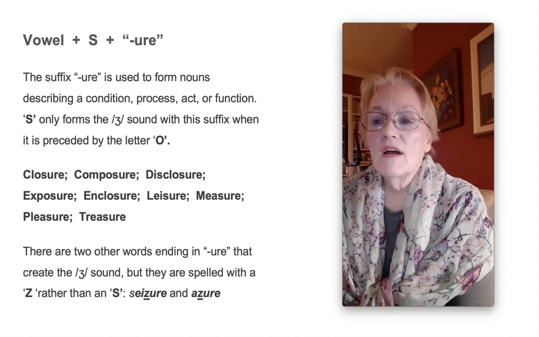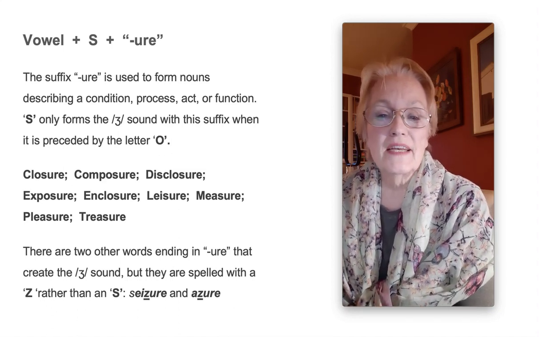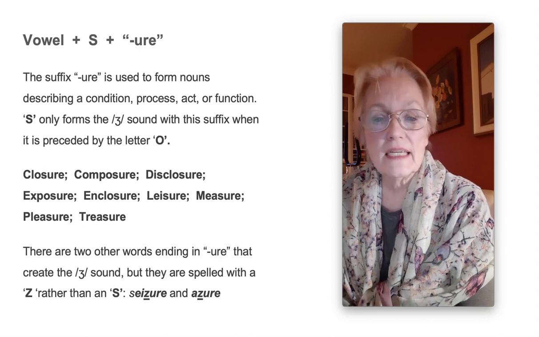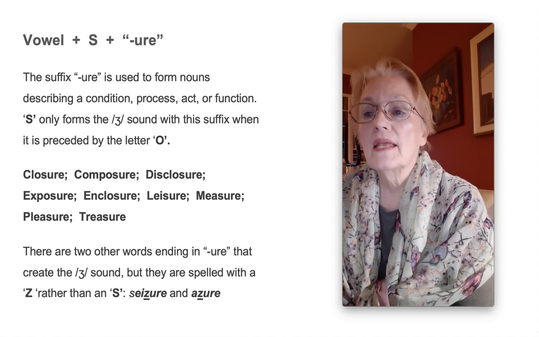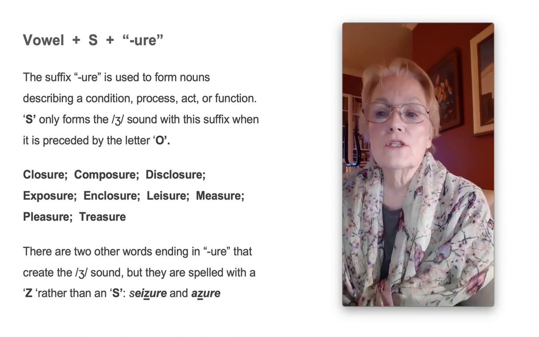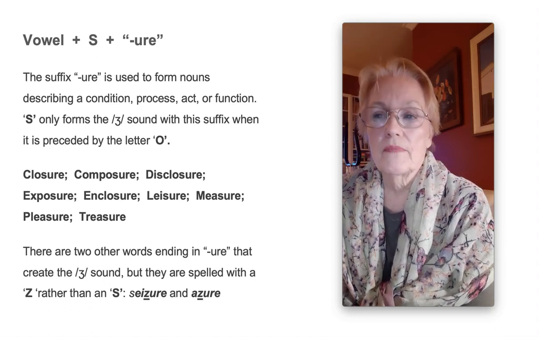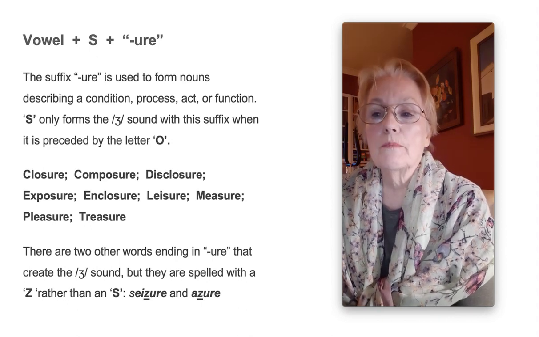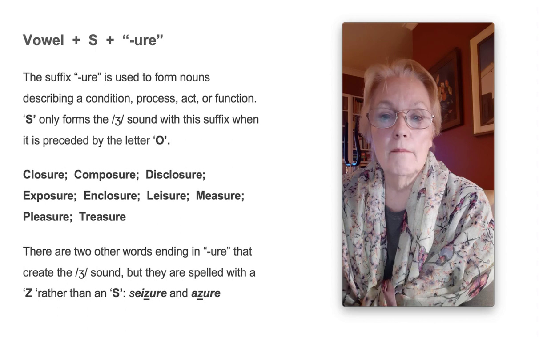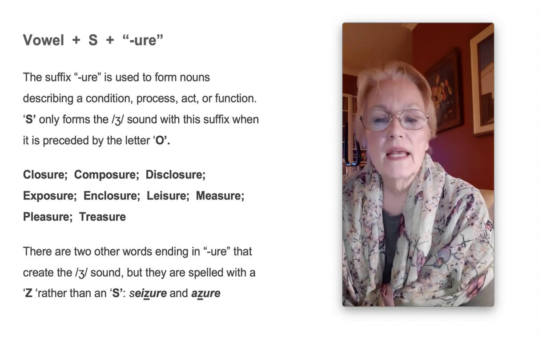Okay, so right, vowel plus the S plus the URE. Okay, so we're moving now away from the ION to the next suffix, which is URE. Also goes zh. Okay, so the suffix URE is used to form nouns describing a condition, a process, an act, or a function. S only forms the zh sound with this suffix when it is preceded by the letter O. Okay, by the letter O. Not just any vowel, just the letter O. So let's look at those.